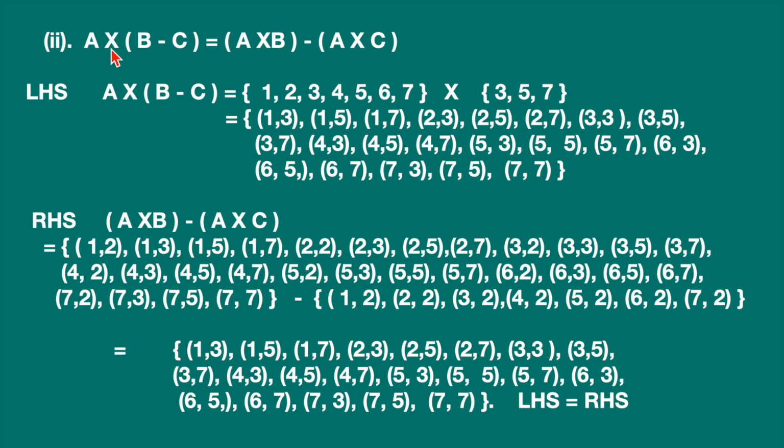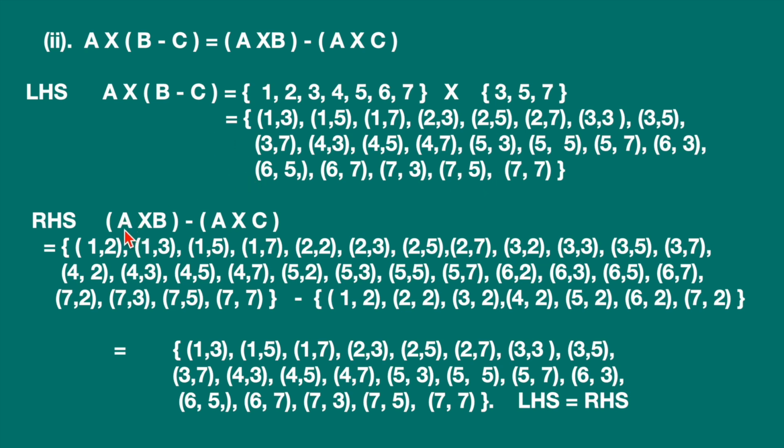Okay, the next sum is A cross (B minus C) is equal to A cross B minus A cross C. Again, you can write down, this is A cross (B minus C). We found out {3, 5, 7}. Now write the cross product of these two. So very simple. Don't feel that it is very complicated. Start with this element: (1,3), (1,5), (1,7), then (2,3), (2,5), (2,7), (3,3), (3,5), (3,7), and so forth. You can write down the LHS.